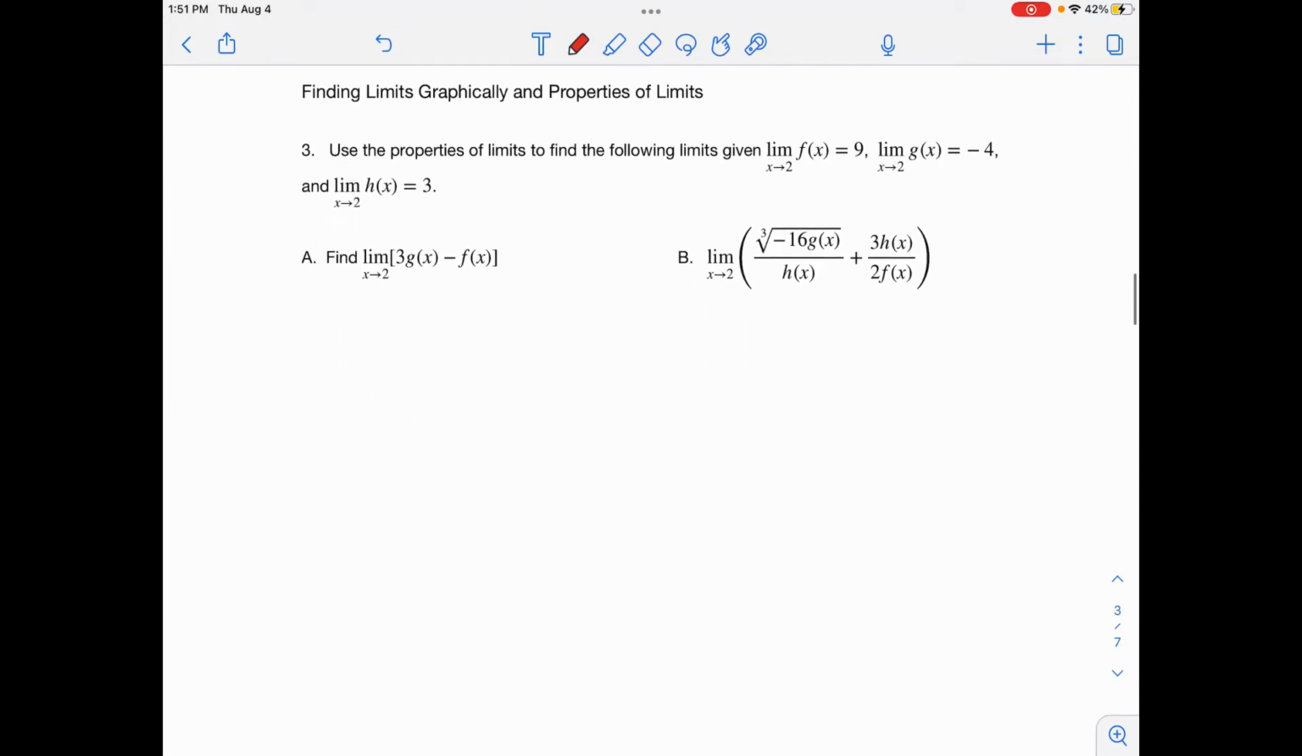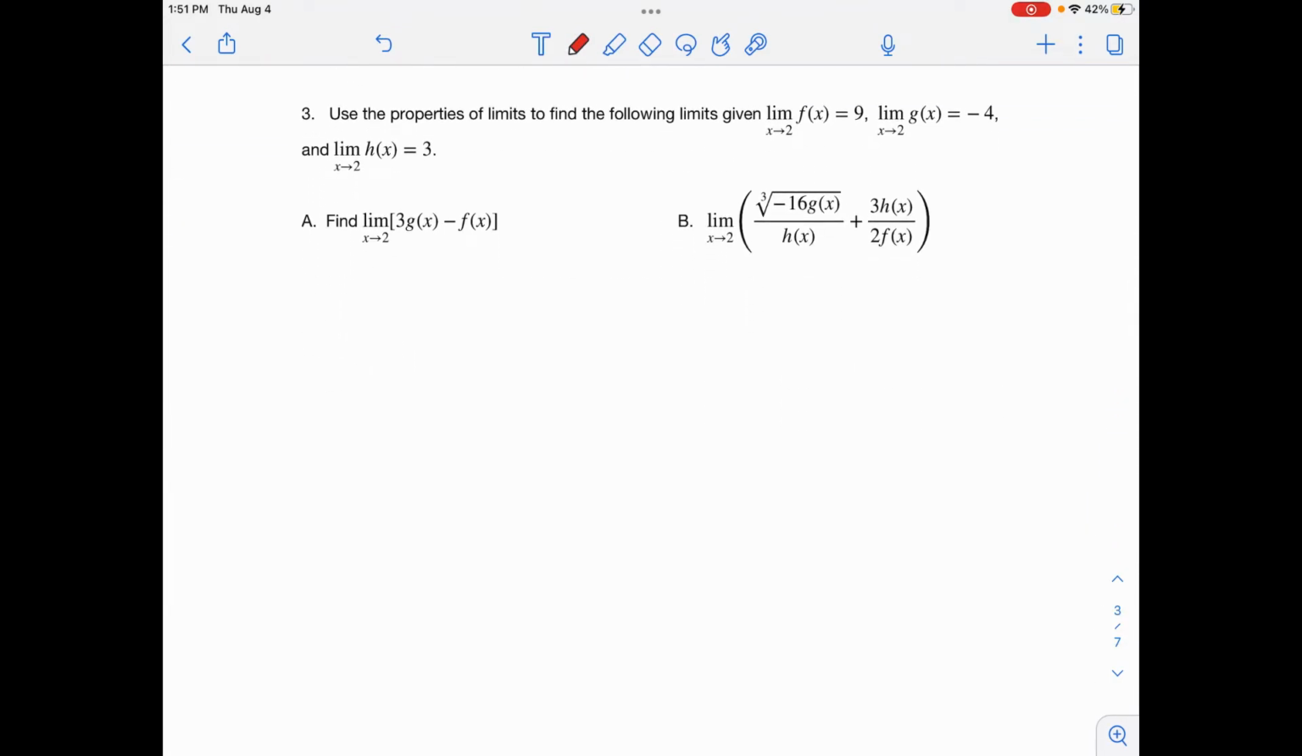All right. Let's apply this. I've given you the limit as x approaches 2 of f of x equals 9. The limit as x approaches 2 of g of x is -4. And the limit as x approaches 2 of h of x equals 3. That's all you know. You don't know what this graph looks like. Now I've asked you to find this a and b.